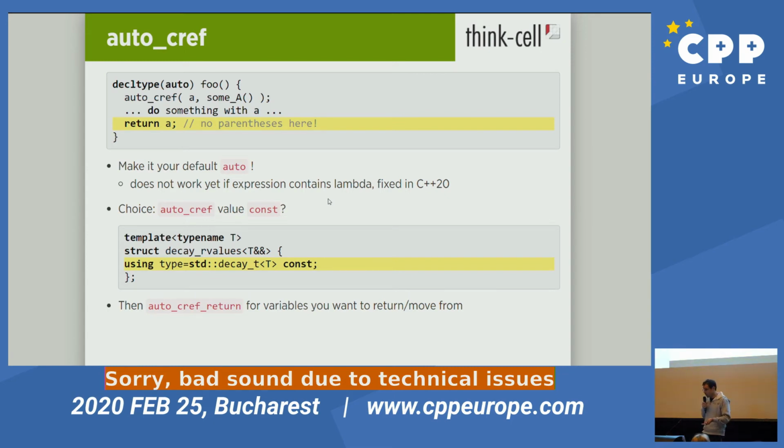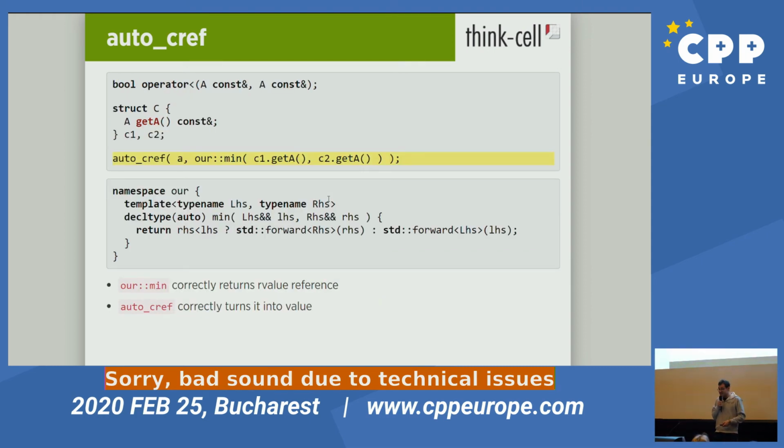And we have both of these flavors, and whether you want to make that distinction or not, well, I'll leave that up to you. So let's see whether that also fixes our minimal problem. So you have our min, we have already fixed that it returns an R value reference, and then we assign it to A, and actually it works. So our min returns the R value reference, and the auto-cref then turns this R value reference into a value, and we get the right result. Great.